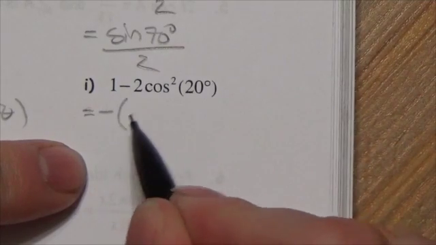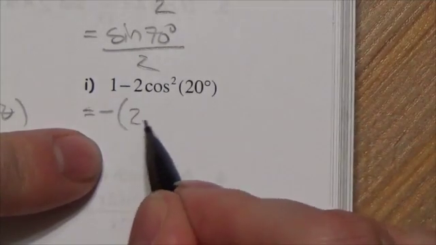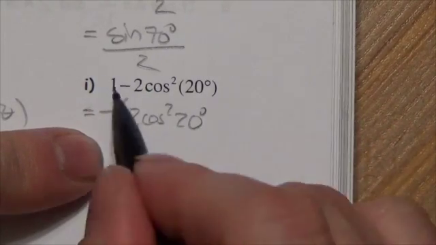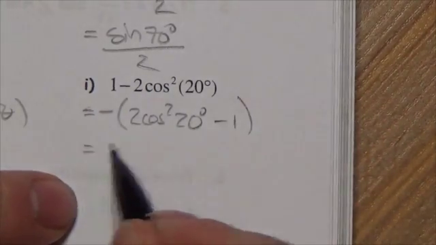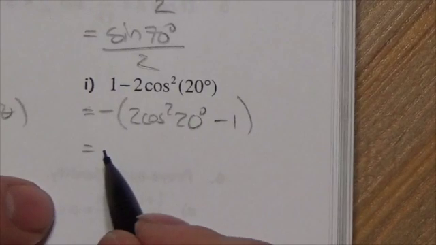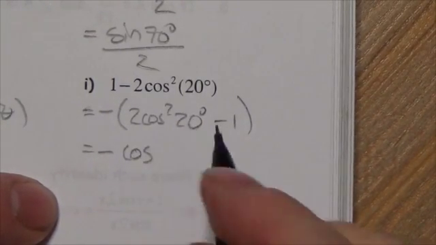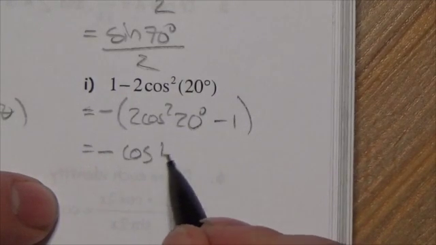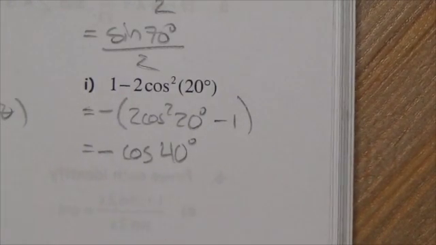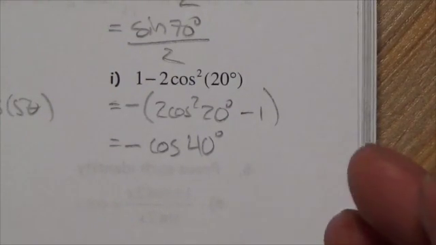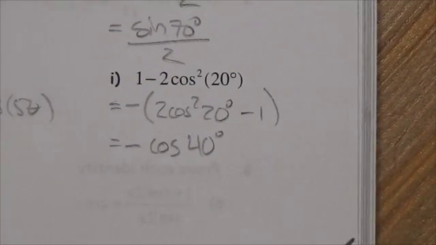If I take that negative out, then the 2 cosine squared of 20 degrees becomes positive, and the 1 becomes negative. And then I can change the order as I will there. So this becomes the negative cosine of twice the angle here, and 2 times 20 degrees is going to be 40 degrees. So that expression is equal to negative cosine of 40 degrees. And there you go, just a little bit of practice identifying the identities and manipulating them to fit what we're seeing.